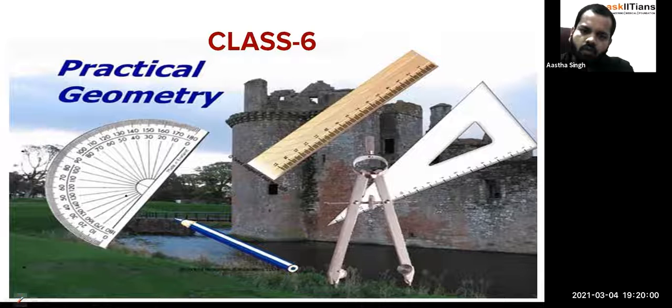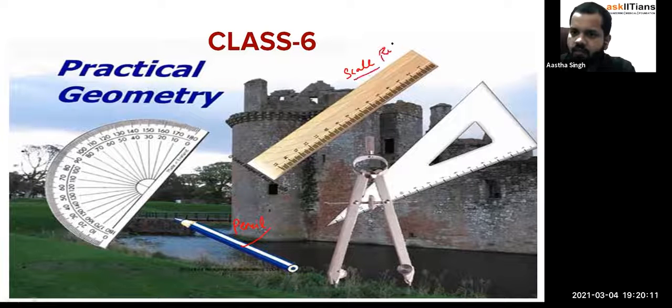So basically this is your pencil. This is your scale, or you can say your ruler. This is basically your compass with pencil, and this is your set square, and this is your protractor.